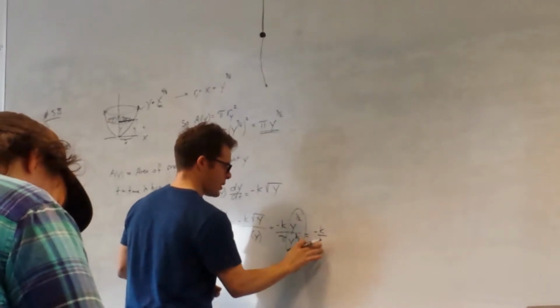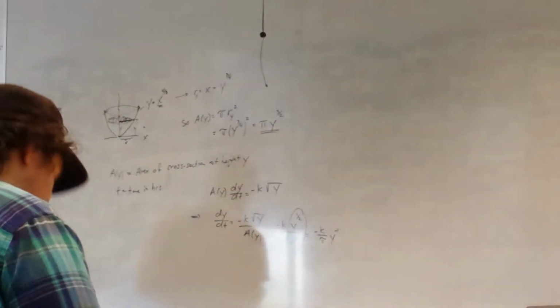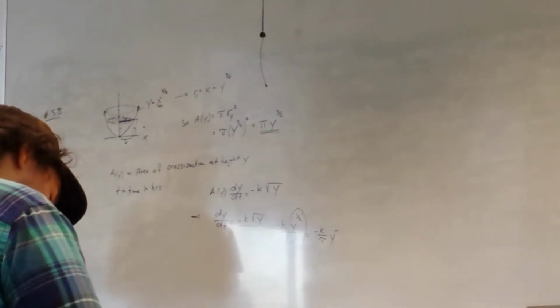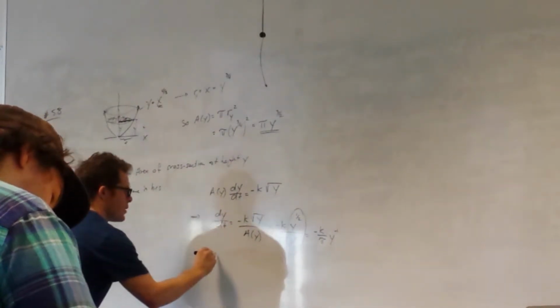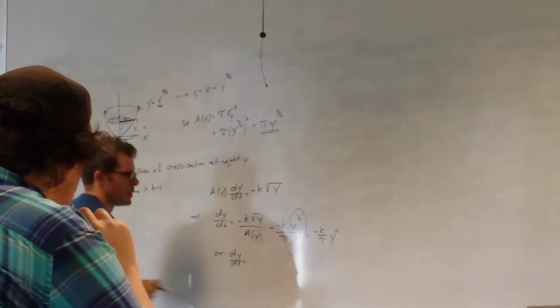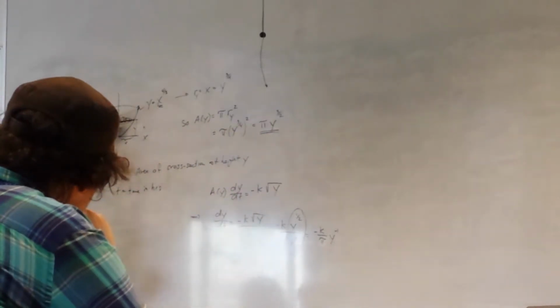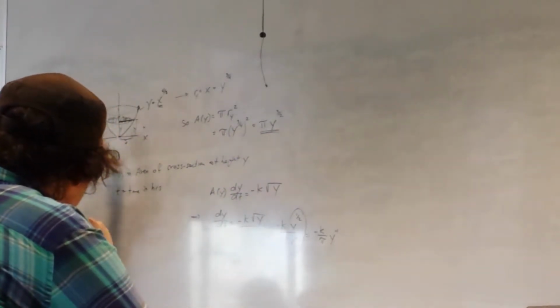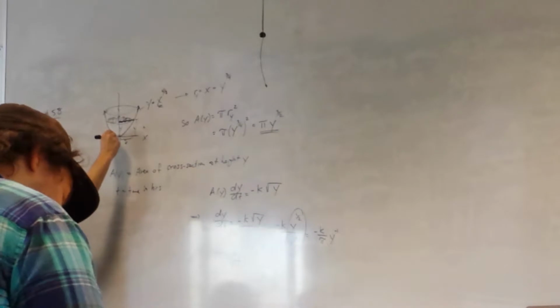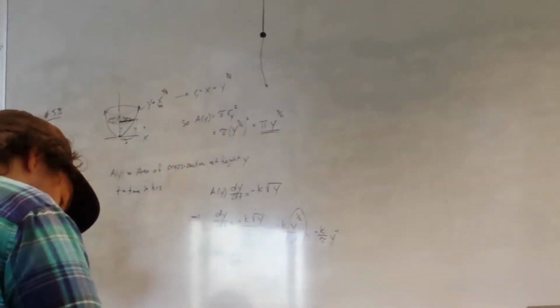Oops, k over pi. Y to the negative 1 we can write. Now, is this separable? dy dt. And of course, we know that y itself is a function of time. Over time, the height is decreasing because there's a little plug that's going to be opened up at the bottom where water is going to be draining out. So y is a function of t.